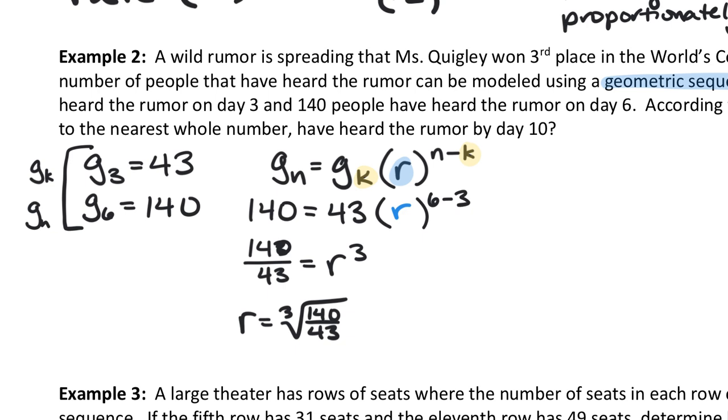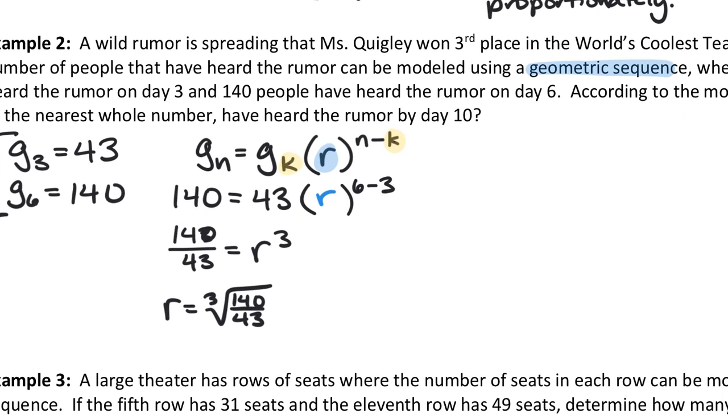I'm not even going to put that in a calculator yet because, again, that would be some sort of decimal, and I don't want to round too early. We round only at the very end of problems in this class. But we have found that common ratio. It's whatever the cube root of 140 divided by 43 is. Some number. We don't type it in yet.